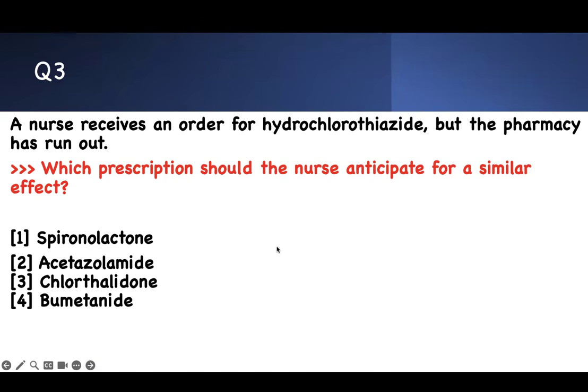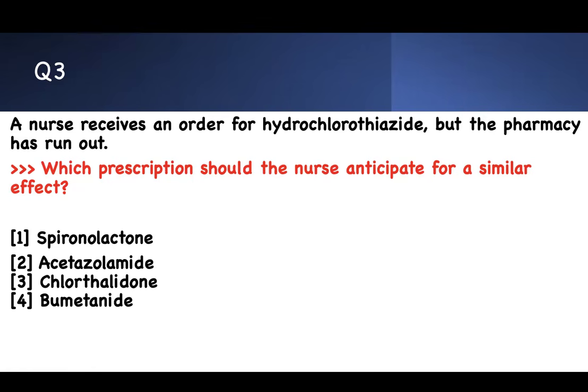Let's say you receive an order for hydrochlorothiazide, but the pharmacy has run out. Which prescription should the nurse anticipate for a similar effect? That means the medication should have a similar effect as hydrochlorothiazide. Underline hydrochlorothiazide and ask yourself, which of these medications does the same thing? It has to come from the same class. Spironolactone, acetazolamide, chlorthalidone, or bumetanide. Look at those medications. You know we've seen spironolactone.